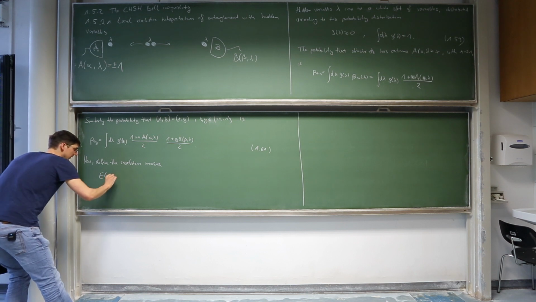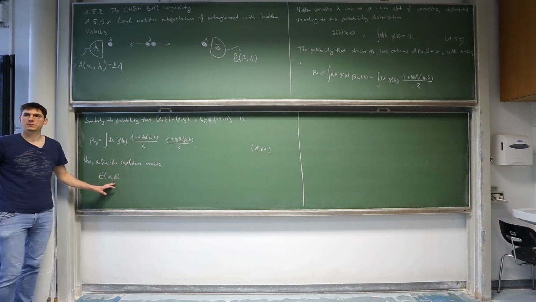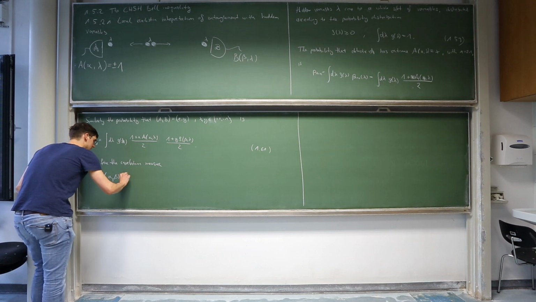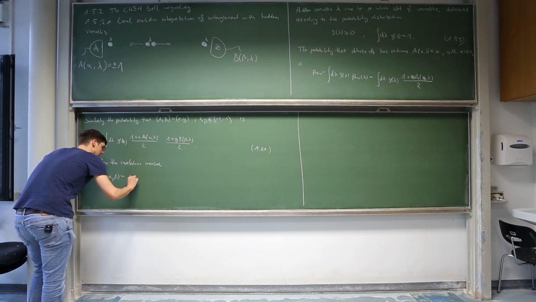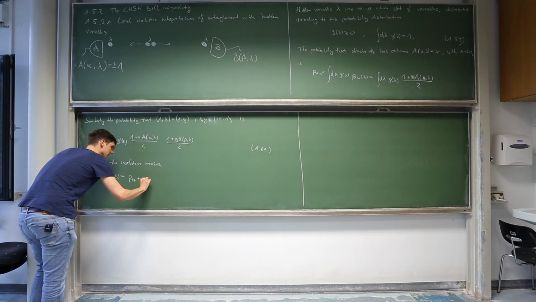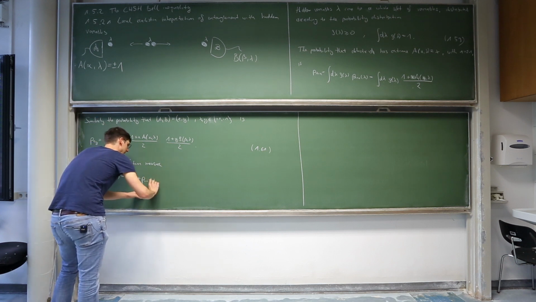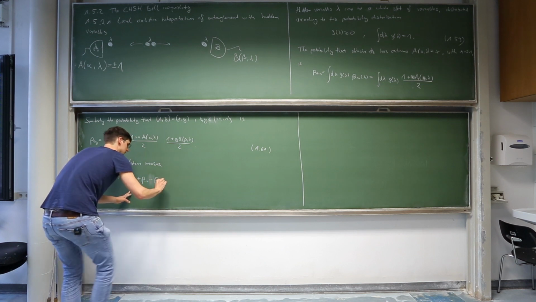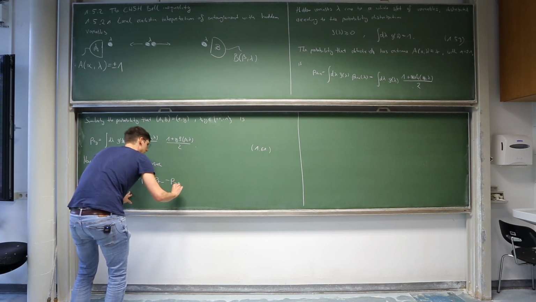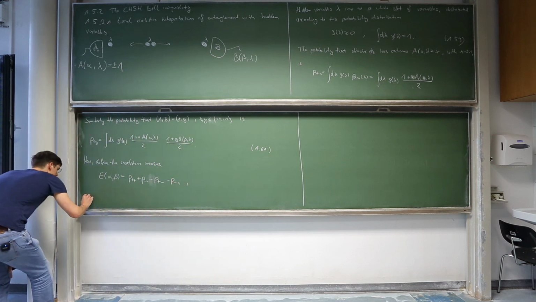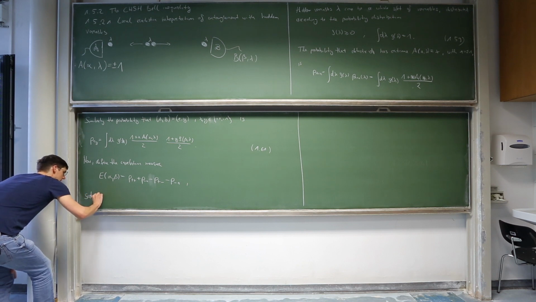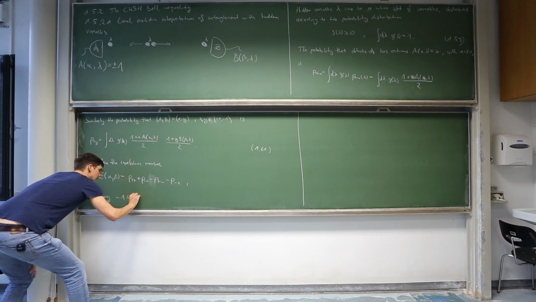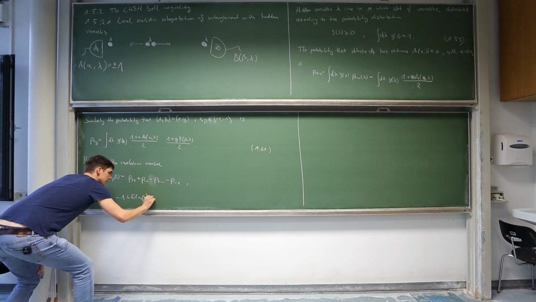We call this correlation measure E of alpha beta. Remember, alpha and beta are our settings of this measurement apparatus. We define this as the probability that both detectors show plus, plus the probability that both detectors show minus, plus the probability that we have plus minus, and minus the probability that we have minus plus. And this satisfies minus 1 smaller equal E of alpha beta smaller equal 1.